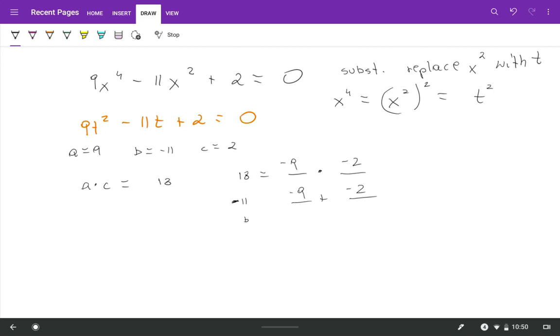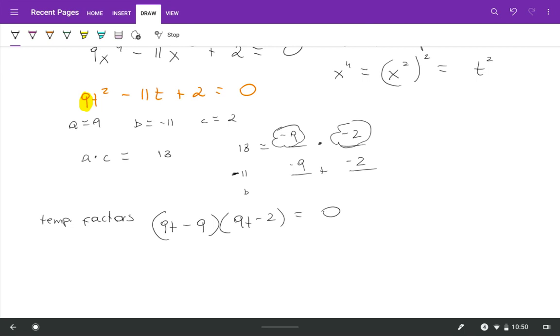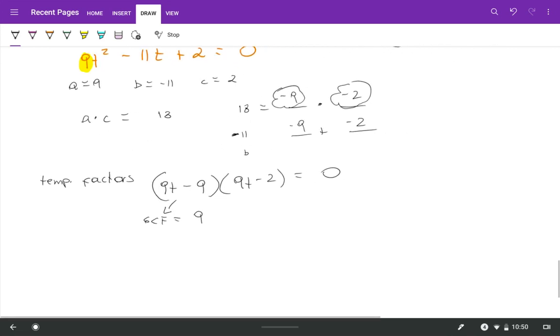Like with the previous example, we'll have to build temporary factors because the leading coefficient is 9. So temporary factors. We'll have 9t minus 9, because that's the first number which we found, times 9t minus 2, because that's the second number which we found, equals 0. Temporary factors means that you have to check if you can factor out a GCF, the greatest common factor, from the first parenthesis, which is 9. So factor that 9 out.